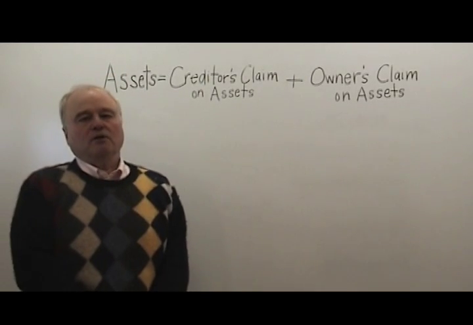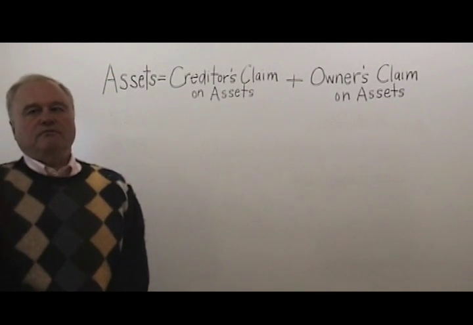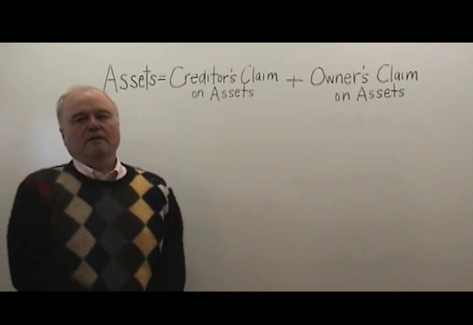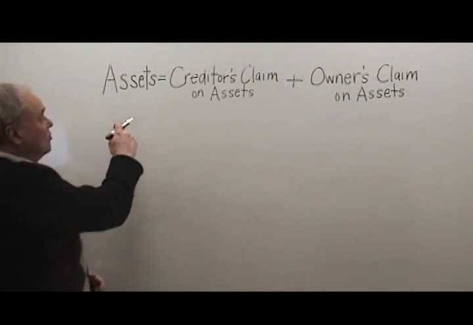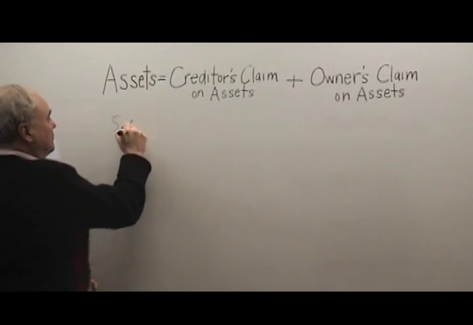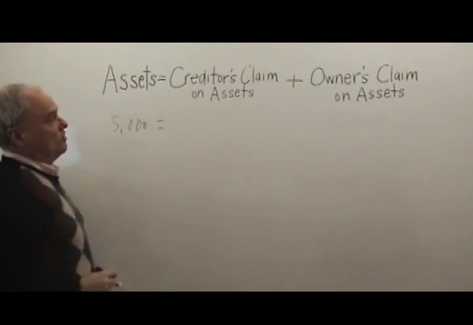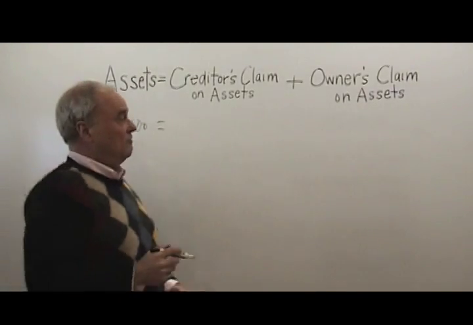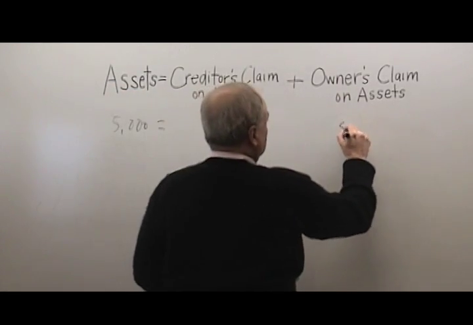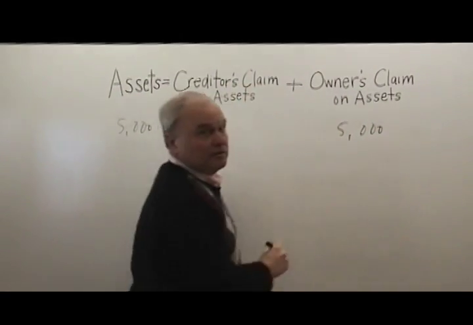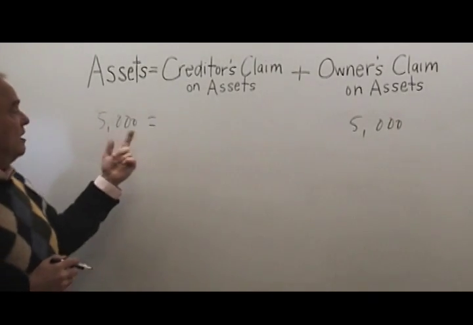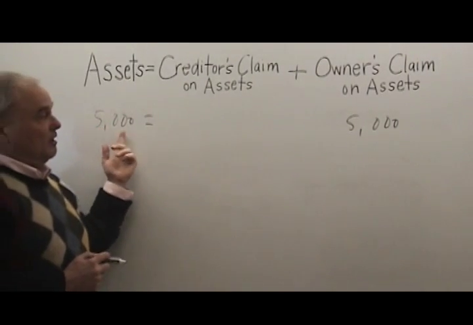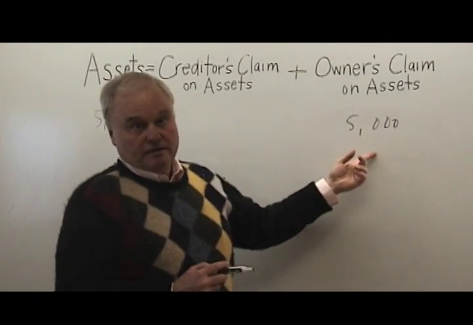Let's say you decide to open up a clothing store and you need to invest $5,000 in the store. Here's the way we would account for the transaction. Cash, or an asset, would go up by $5,000 and you would have a claim on the cash of $5,000, an owner's claim. Notice what is going on. We have an equation that balances and we also have a double entry to account for the transaction.